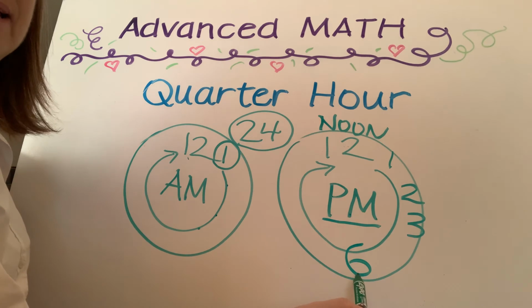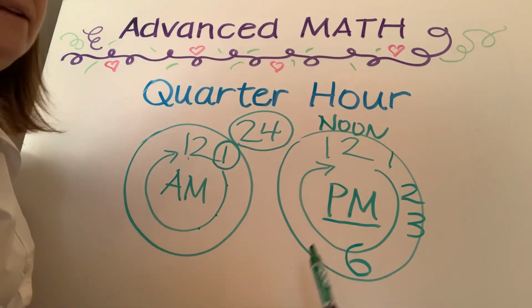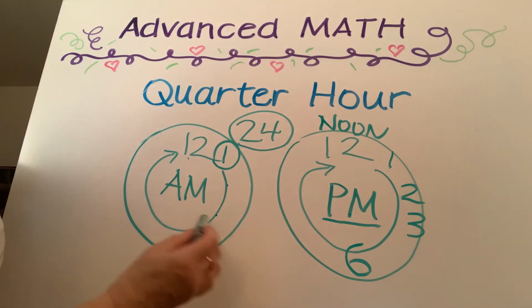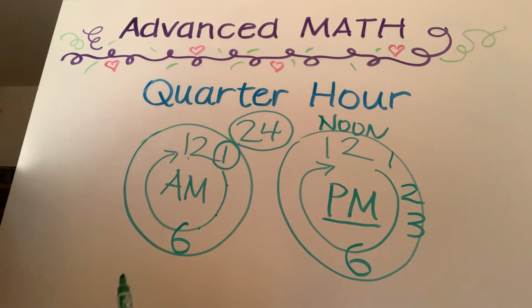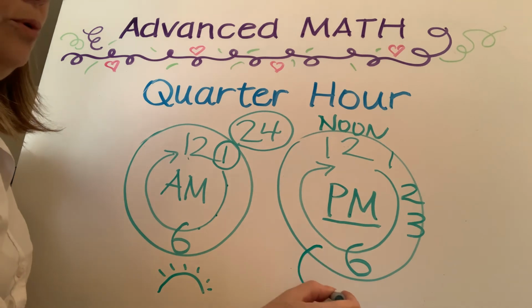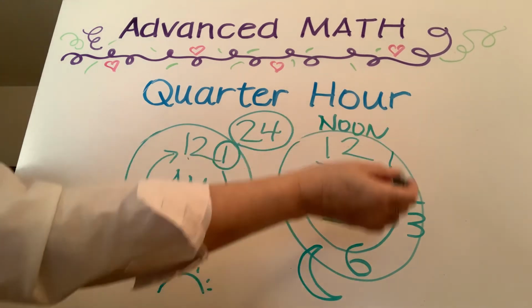A lot of us eat dinner at 5 or 6 o'clock PM. If it was 6 o'clock AM, most of you would still be in bed, right? Remember, the sun comes up in the morning, and this is when our moon would come out, okay, for PM and AM.